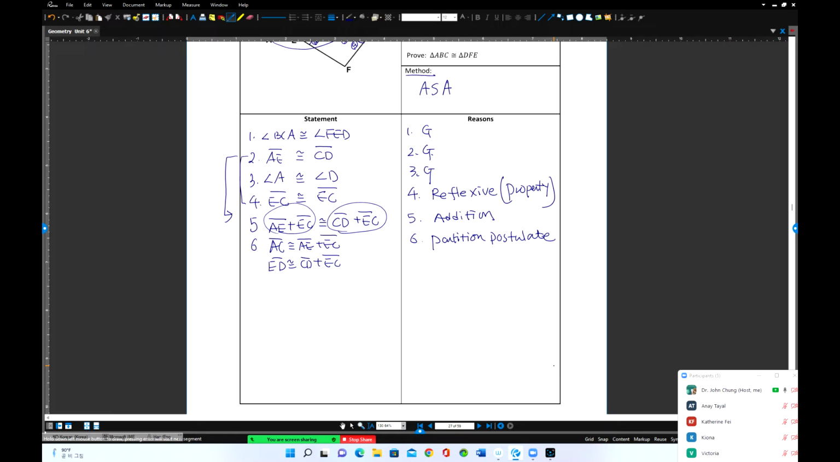After that, replace with the AC, right? So number 5: AE plus EC is what? It is the AC. Replace, that is a substitution. AC congruent, now ED, okay? Substitution. Here and here, here and here, okay?